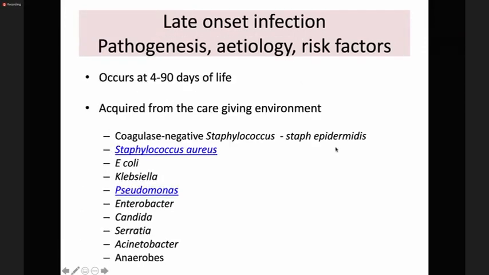So then we come to late onset infection, right? So this is after day 4, and this is more than stuff coming from the mother. This may be like hospital acquired infection. So this is acquired from the caregiving environment. So then there are the various staph species, right?